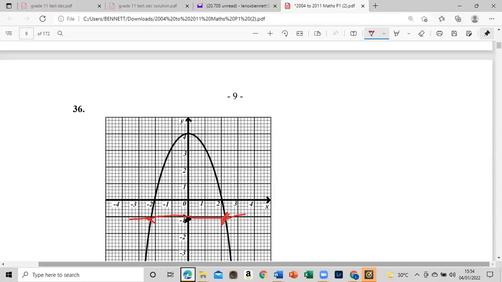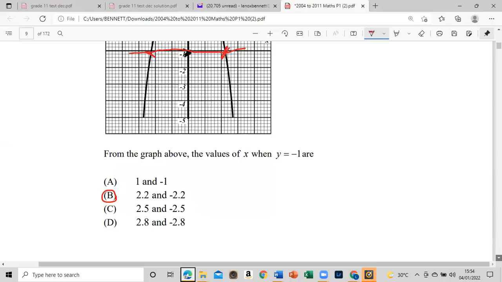So that's 36. There's 20 something more to go, guys. Let's go.